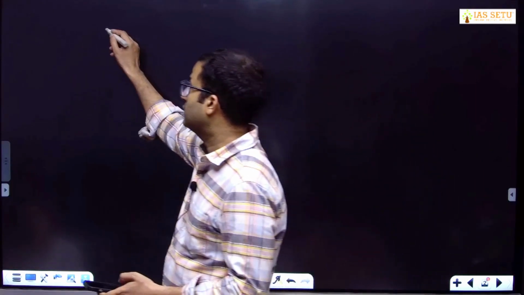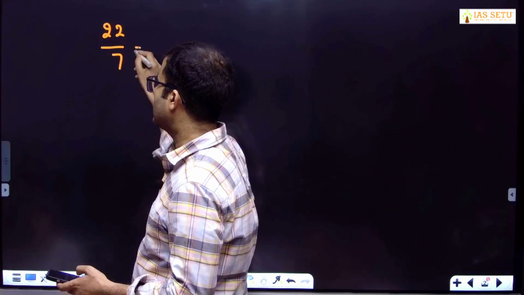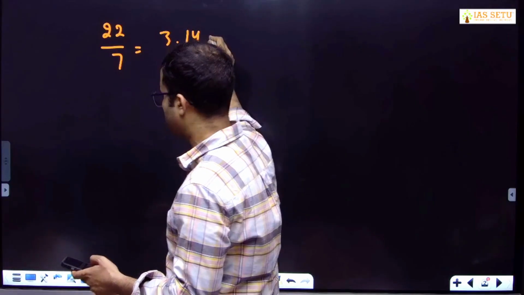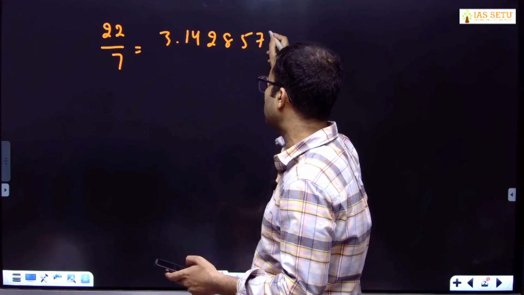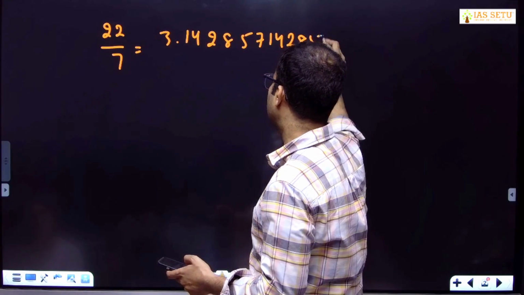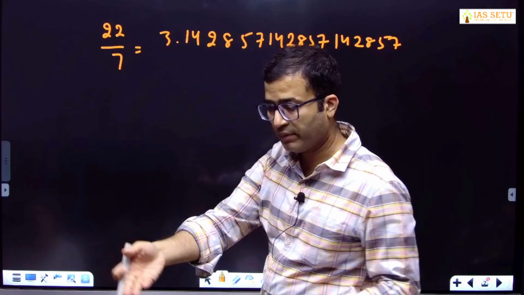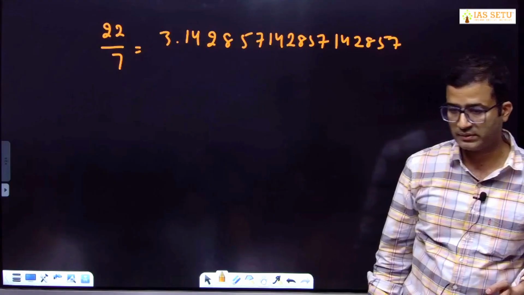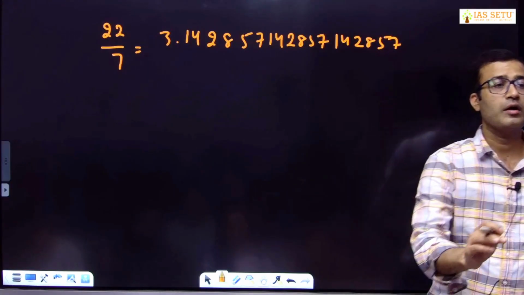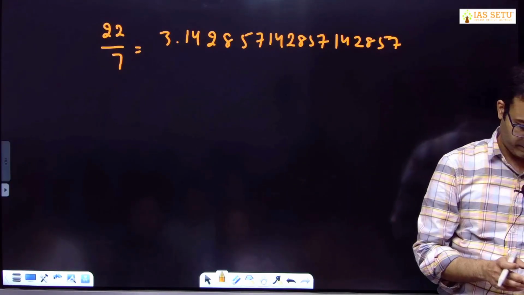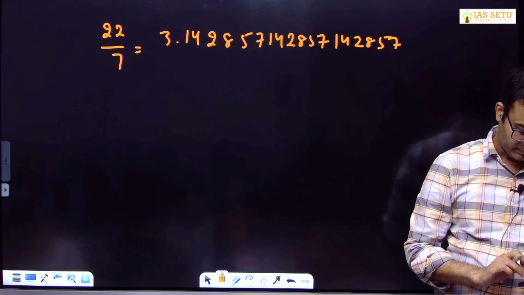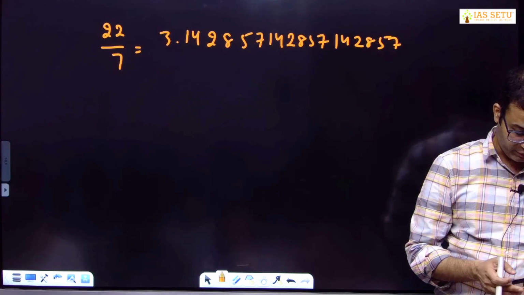Yes. So what is 22 by 7? It is 3.142857, 142857, 142857. It depends how many digits your mobile will show after the decimal. Okay. Now write on Google, value of pi. Just write it on Google or Safari, whatever you have.